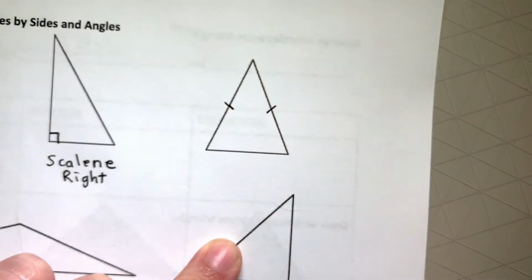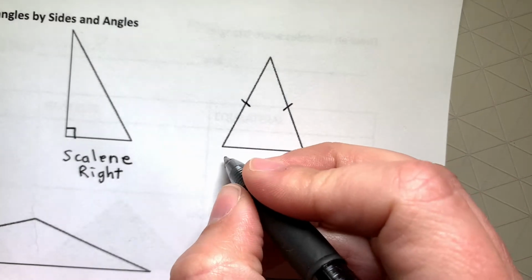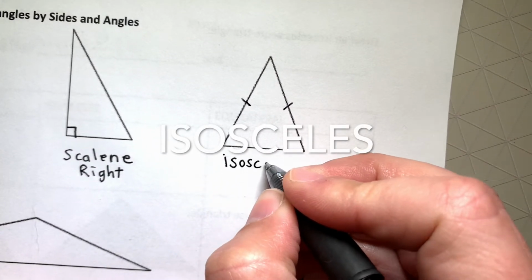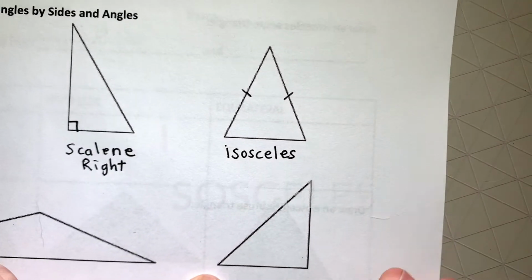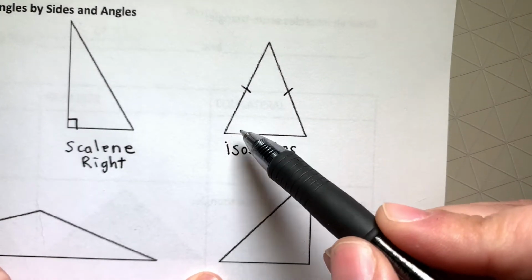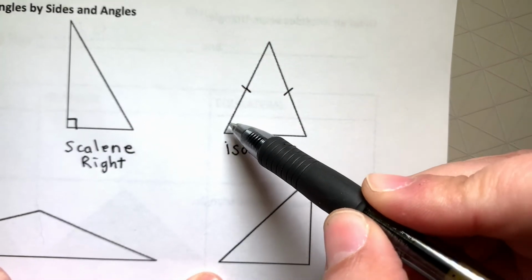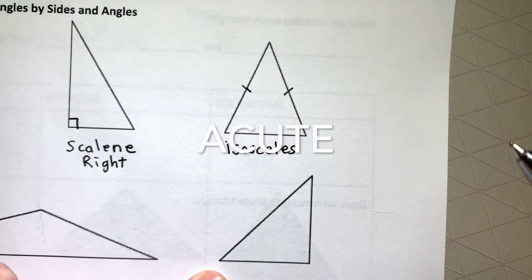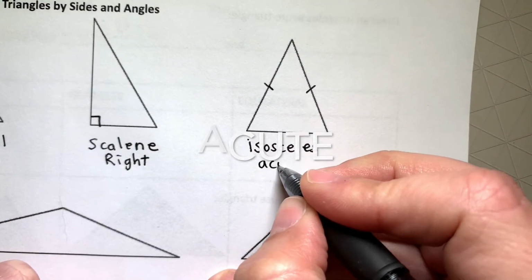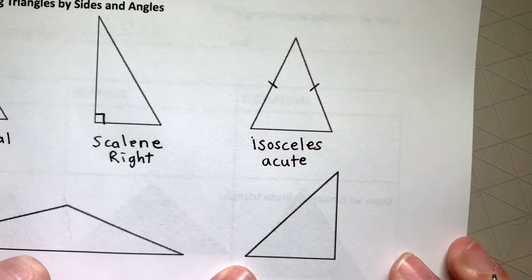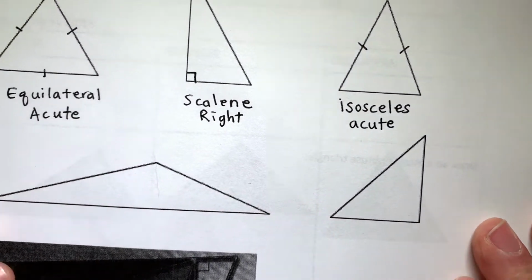Now, if you see tick marks only on two sides of a triangle, that means these two sides are the same size. They are congruent. When only two sides of a triangle are congruent, that is called an isosceles triangle. And again, just by looking at these angles, they are all less than 90 degrees. So this would be an acute isosceles or an isosceles acute triangle.